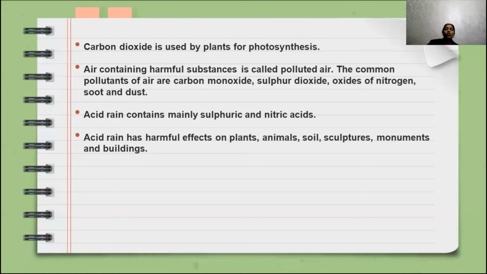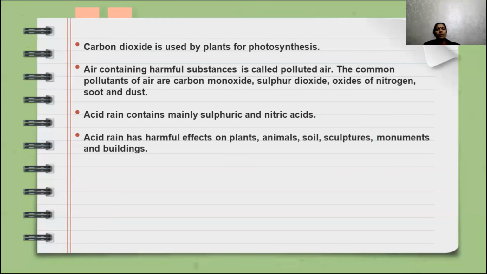The common pollutants of air, you know, are oxides of sulfur, oxides of nitrogen, dust and soot. Dust and soot collectively we can call suspended particles of matter, that means SPM. Besides these, we can see small quantities of other substances like carbon monoxide, hydrogen sulfide, and so on. Then the last topic of the chapter is acid rain.